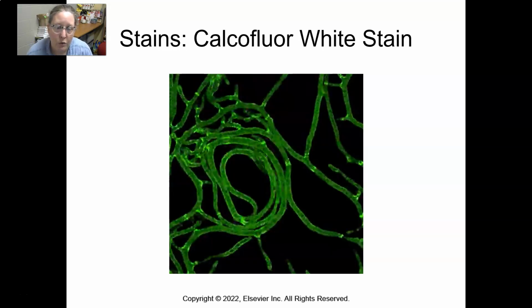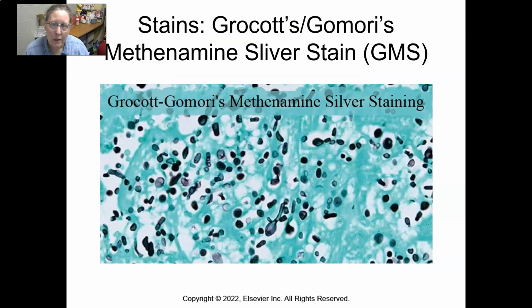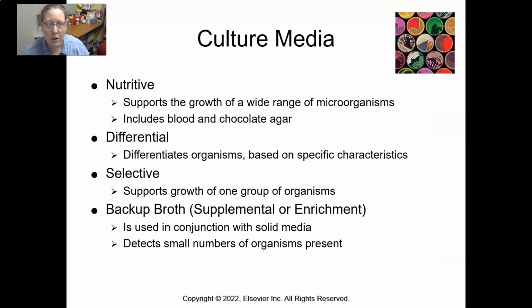Calcofluor white is a fluorescent stain that helps visualize fungal structures, especially in tissue specimens. And Gomori's methenamine silver stain stains the yeast forms here in that dark gray color with the background in green. Culture media are used to grow these bacteria, but also some yeast and fungi.